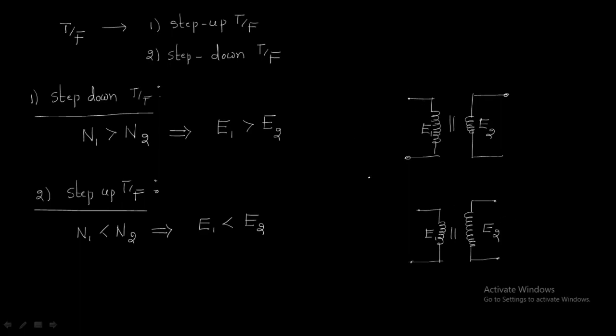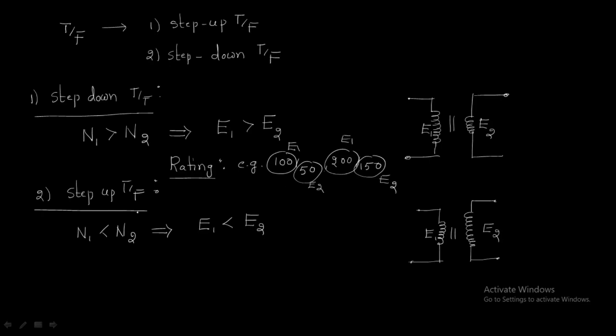Here we are applying high voltage at the primary side and we will get the less voltage at the secondary side. The rating here for step down transformer rating example is like this. Maybe step down transformer rating is like this. Rating examples like this. This is 100 by 50 or 200 by 150, like that. Look at here, this is E1 and this is E2. E1 value is higher than E2 value. Understand? This is a step down transformer.